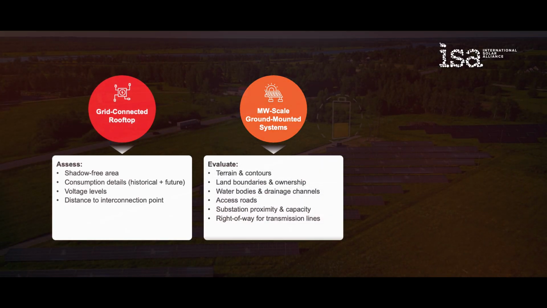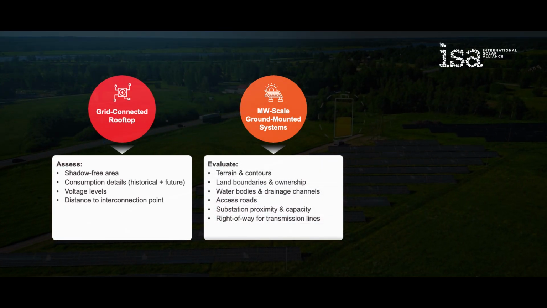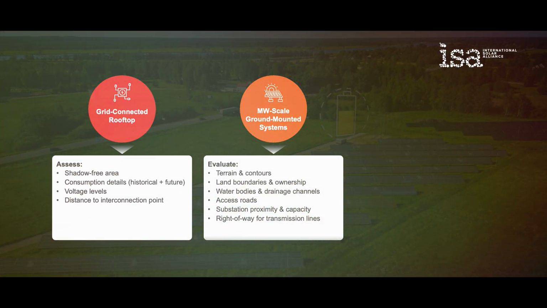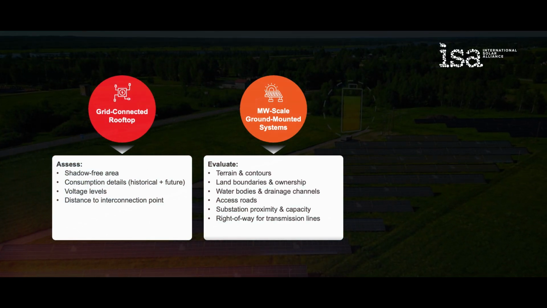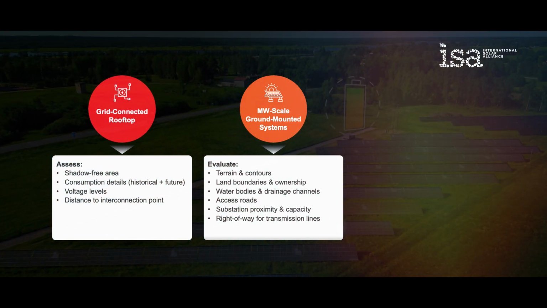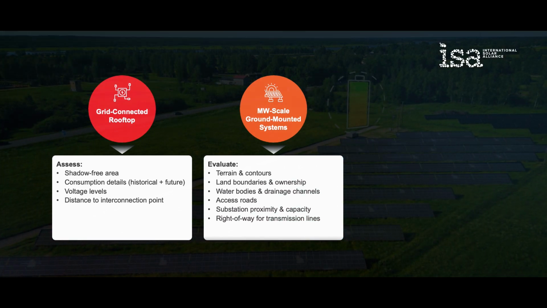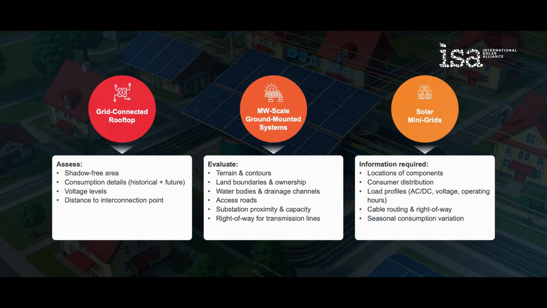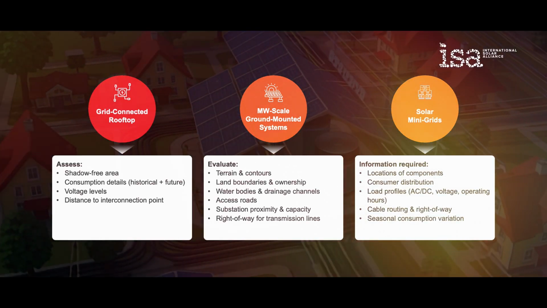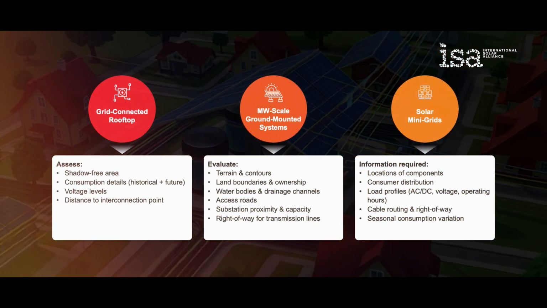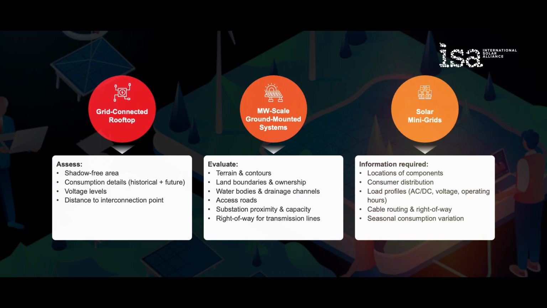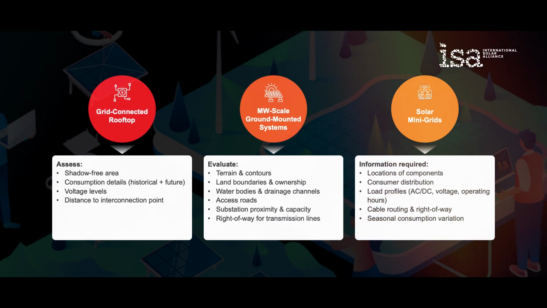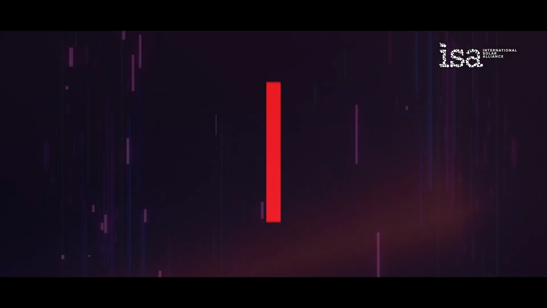MW scale ground-mounted systems: evaluate terrain and contours, land boundaries and ownership, water bodies and drainage channels, access roads, substation proximity and capacity, right-of-way for transmission lines. Solar mini-grids, information required: locations of components, consumer distribution, load profiles, AC-DC, voltage, operating hours, cable routing and right-of-way, seasonal consumption variation.